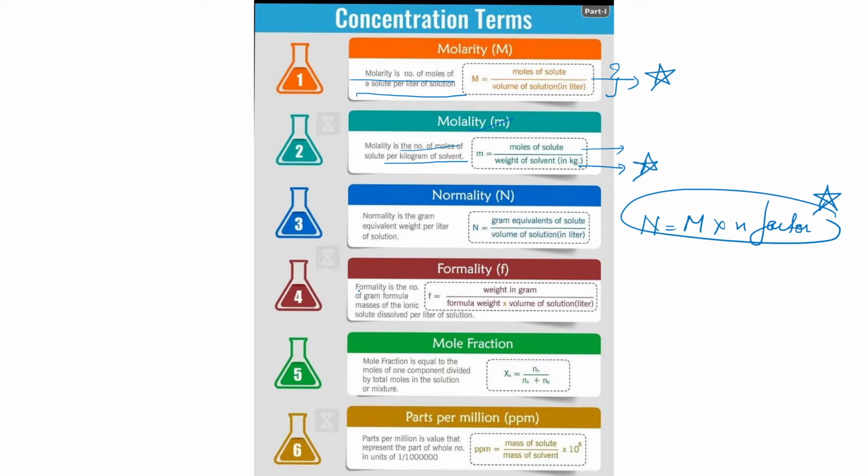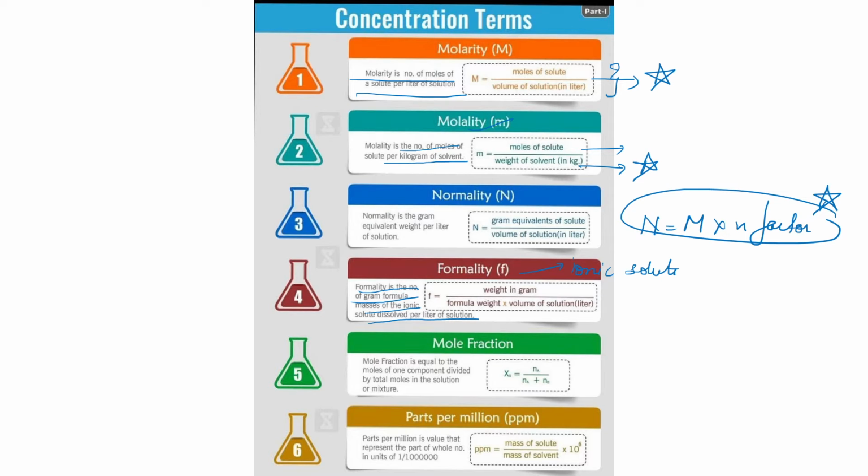Formality is a new term. Formality is the number of gram formula masses of the ionic solute dissolved per liter of solution. So basically it is for ionic solutes, and the formula used over here is weight in gram divided by formula weight, divided by volume of solution in liter.